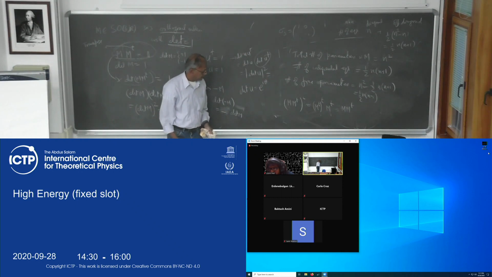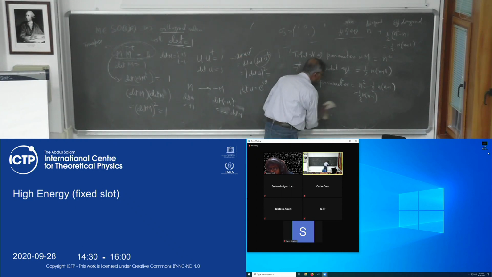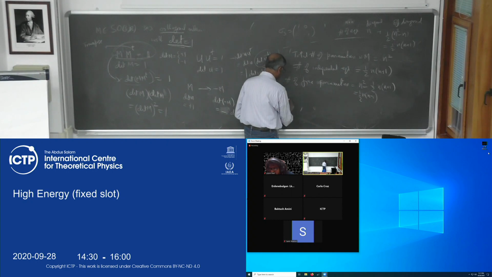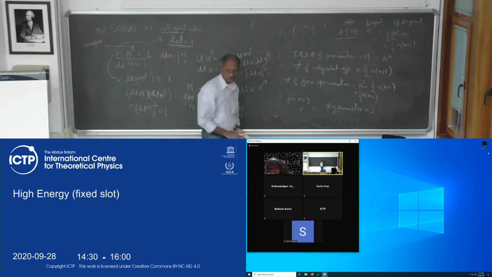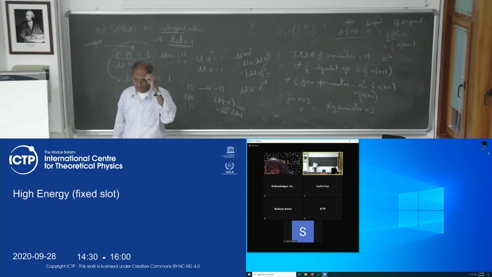In the particular case for n equal to 3, which is what we're interested in, 3 times 2 cancels, so this is 3. So the number of parameters is equal to 3. So the dimension of SO3 is 3.